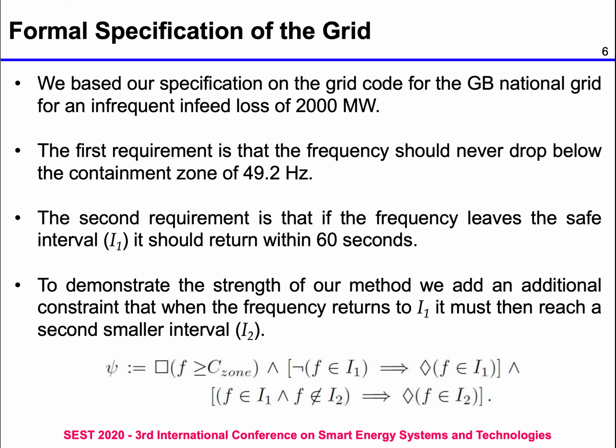The second requirement is that if the frequency leaves the safe interval, we call it I1, then it should return within 60 seconds. Also, to demonstrate the strength of our method, we've added an additional constraint that when the frequency returns to I1, it must then reach a second smaller interval, I2.